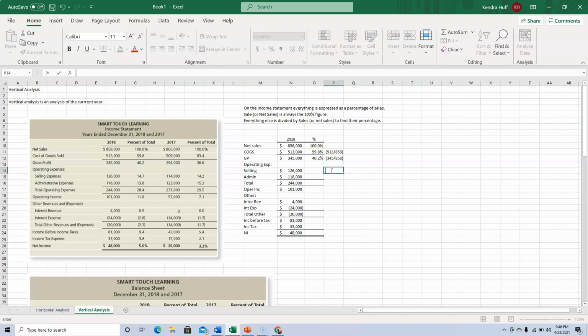All right, so our selling here is going to be 126 divided by 858. Our admin is going to be 118 divided by 858. Our total here is going to be 244 divided by 858. And so on and so forth. All right, everything's going to be divided by the 100% figure, which is net sales.